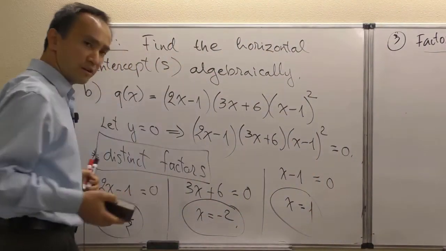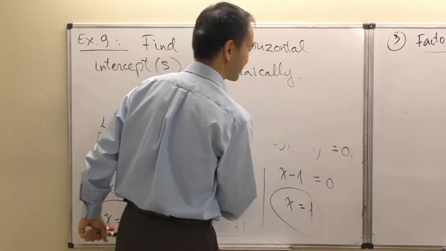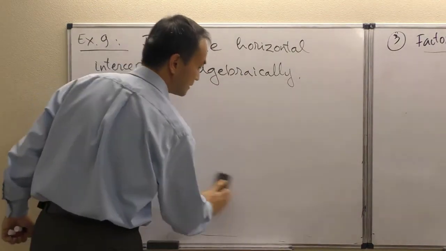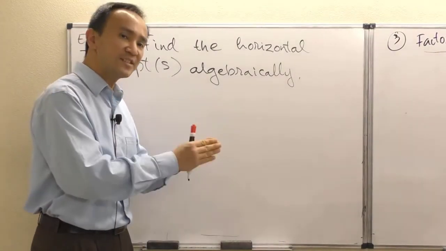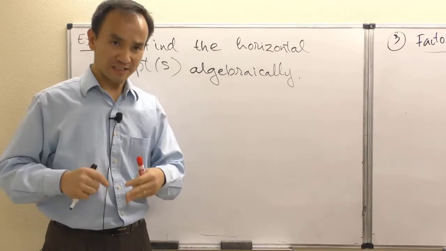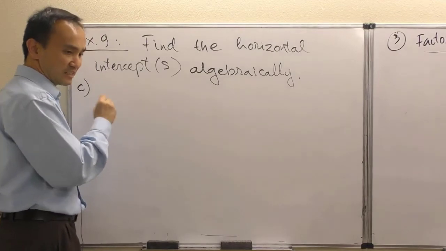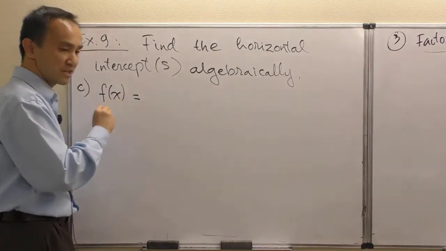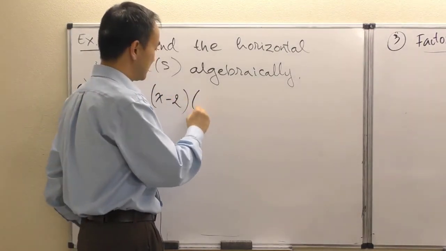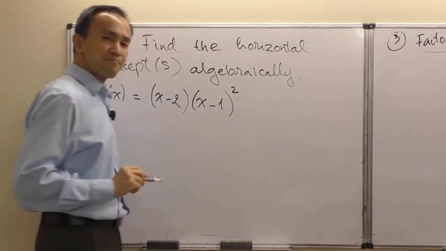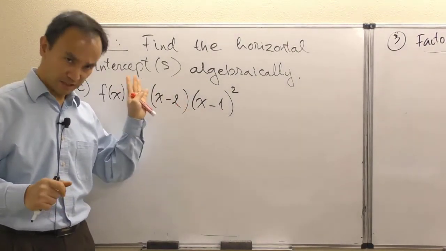All right, so now in this example 9, allow me to introduce another problem. Let's look at the following polynomial, another one that is already given in factor form. So how about part C of our example? We have f of x being x minus 2 times x minus 1 all squared.